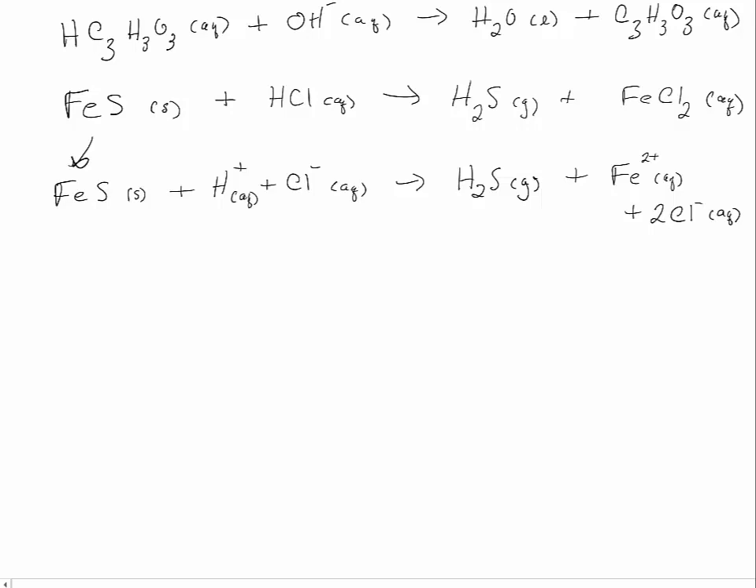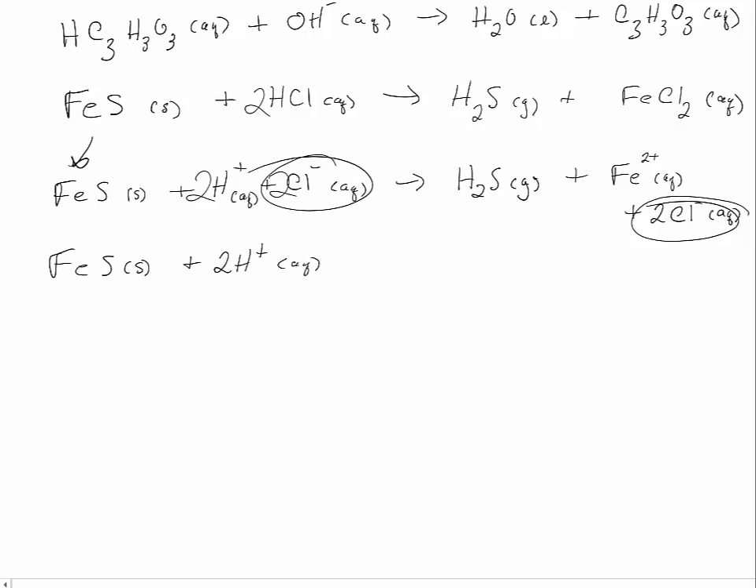Looking at this reaction then, what are the spectators? Well, there's only one spectator. Unfortunately, it's not balanced in this reaction. We would have had to have had 2 HCl, which would mean 2 H plus and 2 chlorides. But then the 2 chlorides would be equal on both sides and cancel out as spectators. So the net ionic equation would be solid iron 2 sulfide reacting with 2 protons to form H2S gas and iron 2 ions.